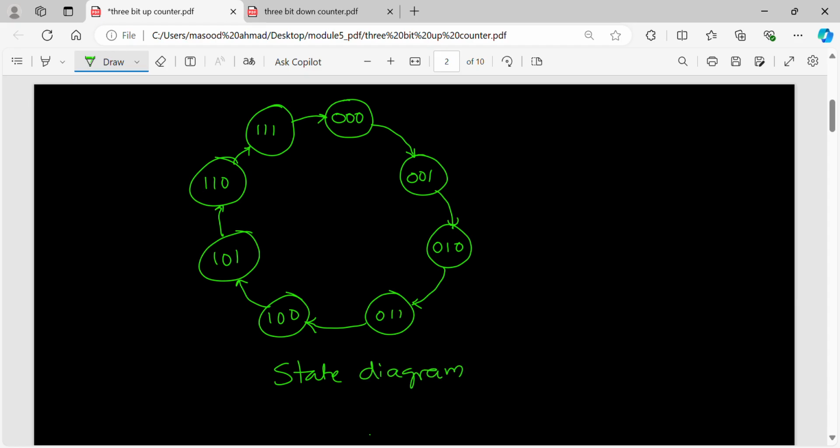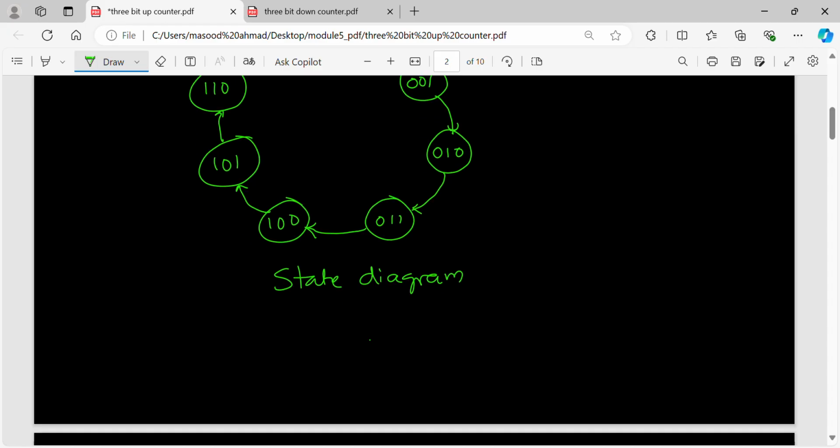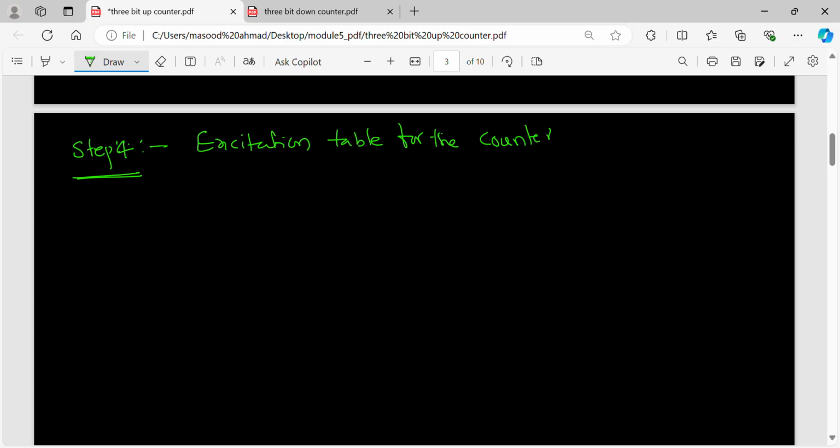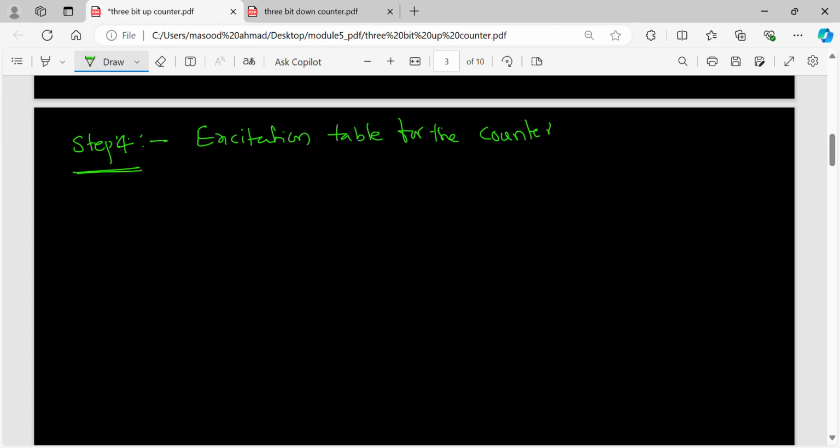Next, what we try to do is, what is this step? This is step number 3. Once step number 3 is done, next we will go to step 4. What is step 4? In this step, we will develop the excitation table for the counter. So what is our counter? Our counter is very simple.